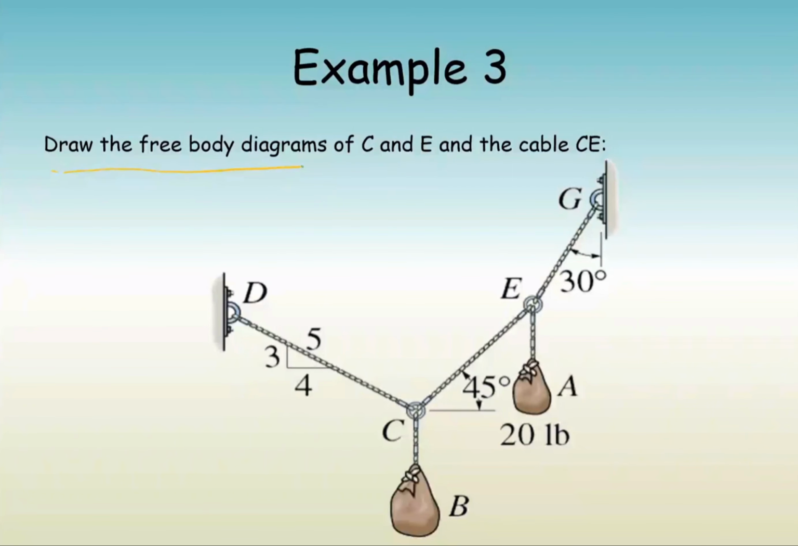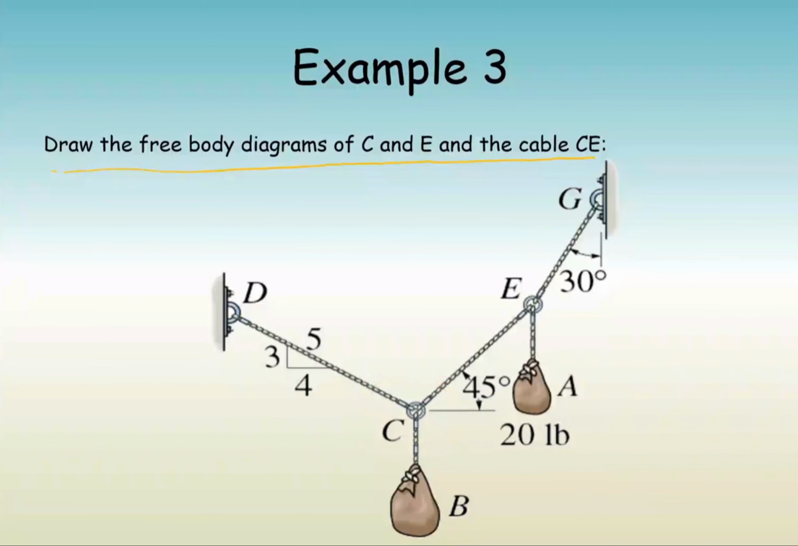Draw the free-body diagram of C and E and the cable CE. So we need to draw the free-body diagram of C, E, and the cable in between the two. The very first thing it says is the diagram of C. So this is C. Cut it off from the surrounding.